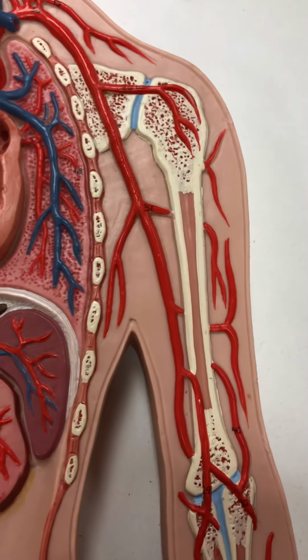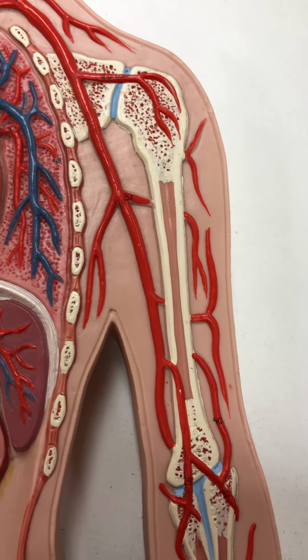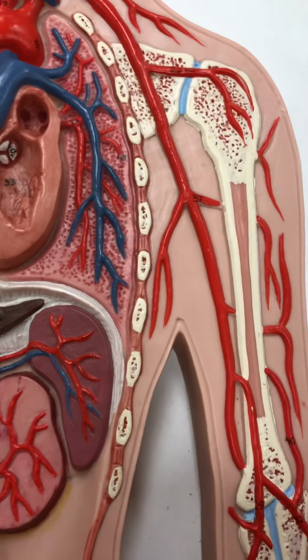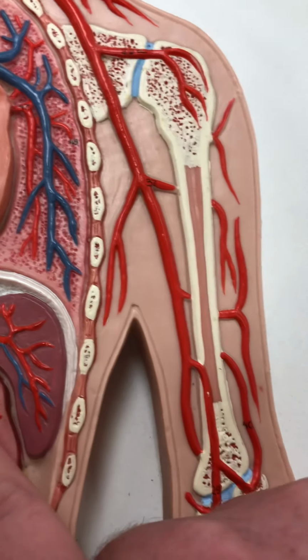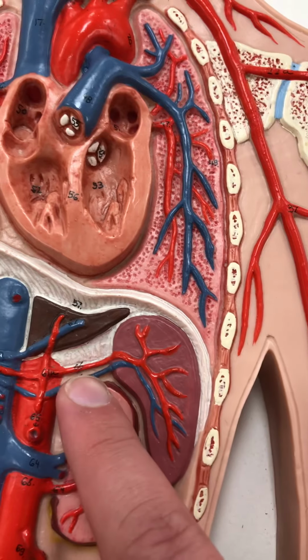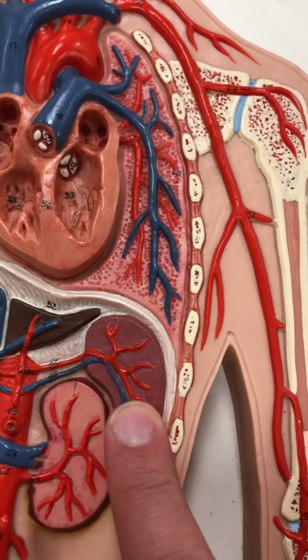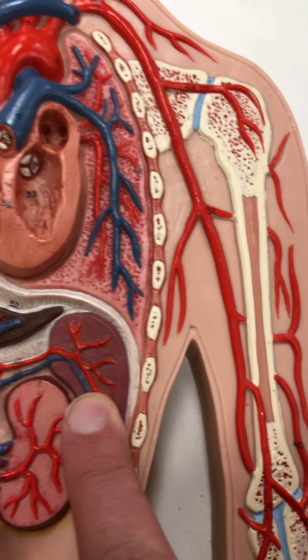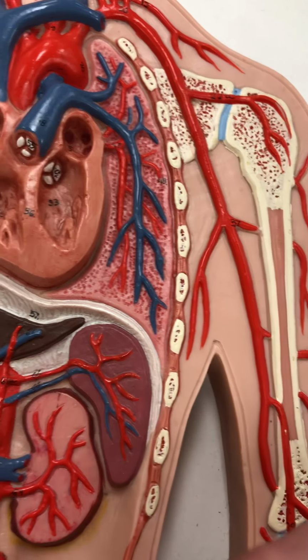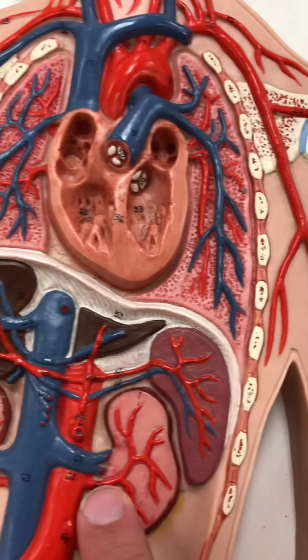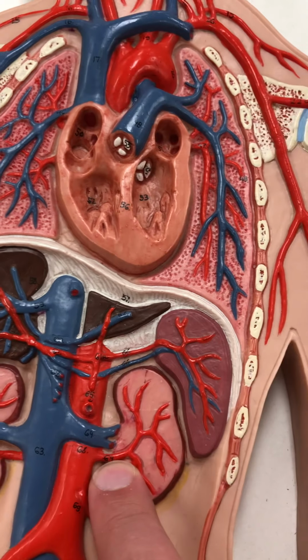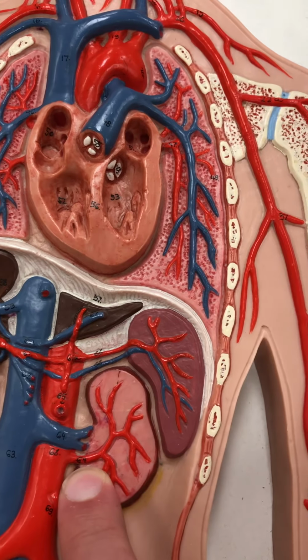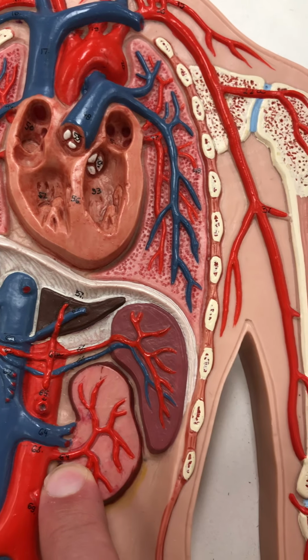All right, number 66 is the splenic artery. So that's going to lead into the spleen. So you can see that right here, the splenic artery. Number 64 is the renal arteries. Okay, renal means kidney. So on both sides here, you can see it labeled right here, number 64, the renal arteries, or renal artery.